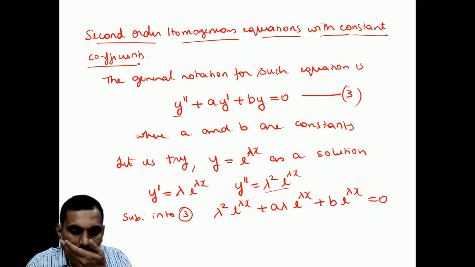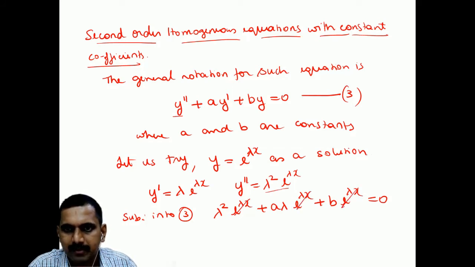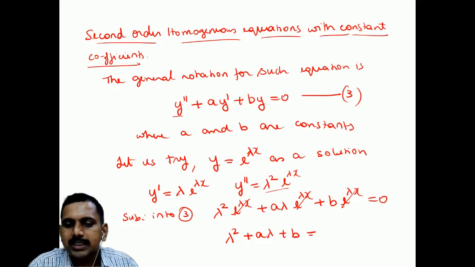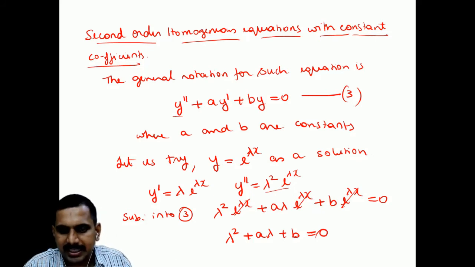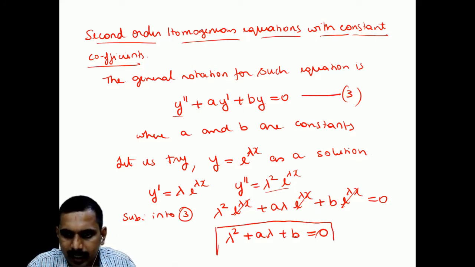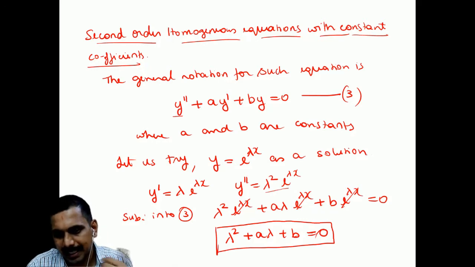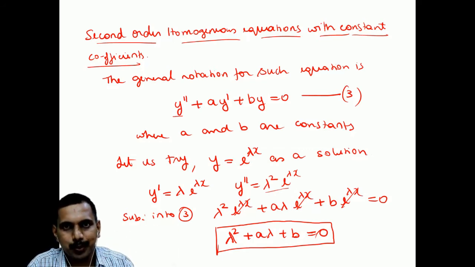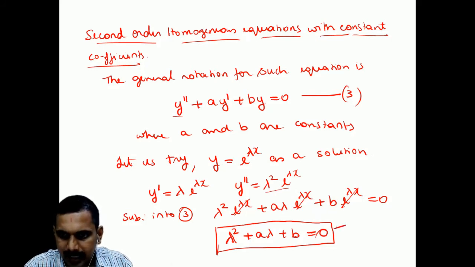Is it not, students? So now what happens, you can cancel e power lambda x everywhere. It is eaten up away by 0. So what remains is lambda square plus a lambda plus b is equal to 0. Now if I take a number lambda in such a way that it satisfies this equation, then e power lambda x is a solution of the differential equation. I hope you get that, students. So this one is called the characteristic equation.